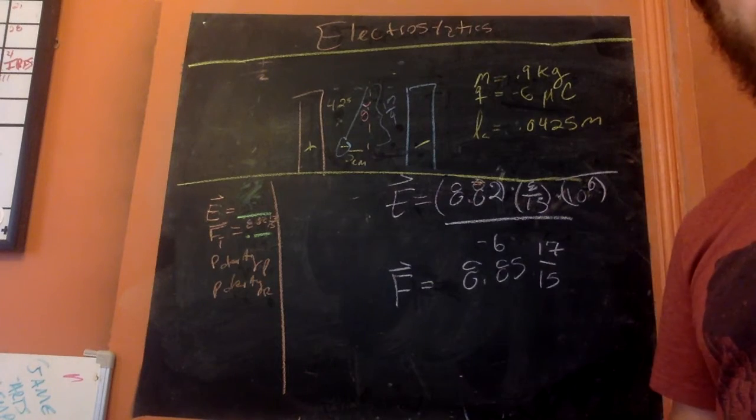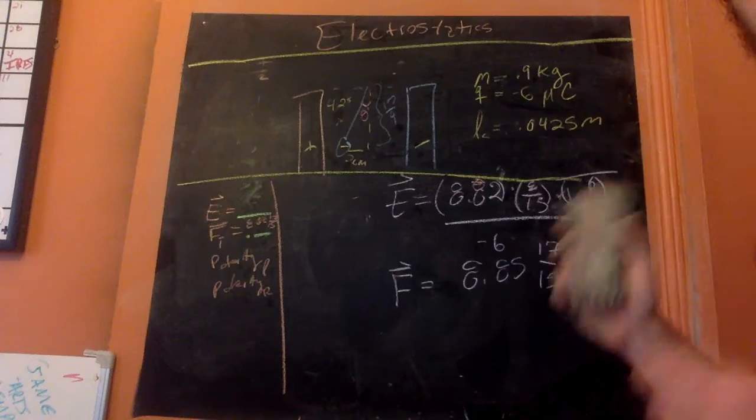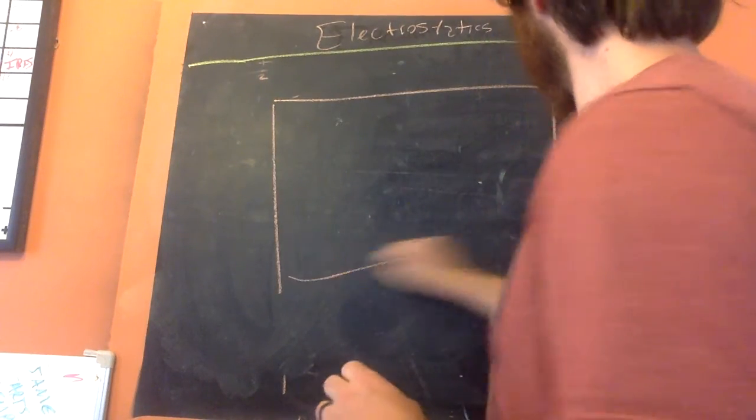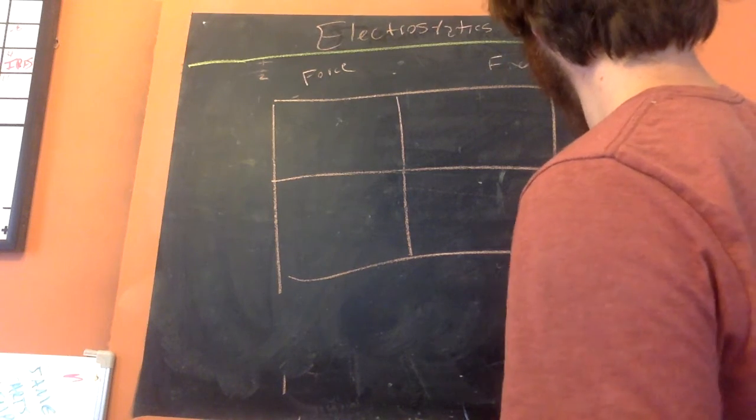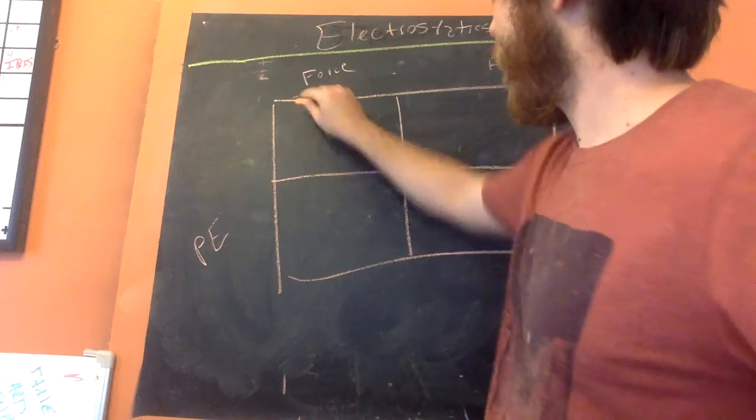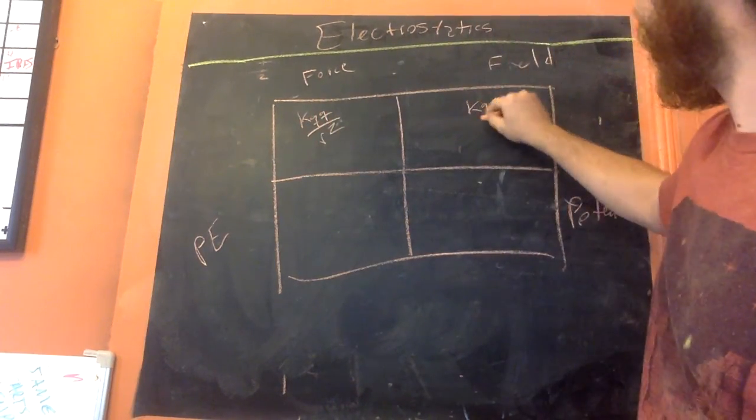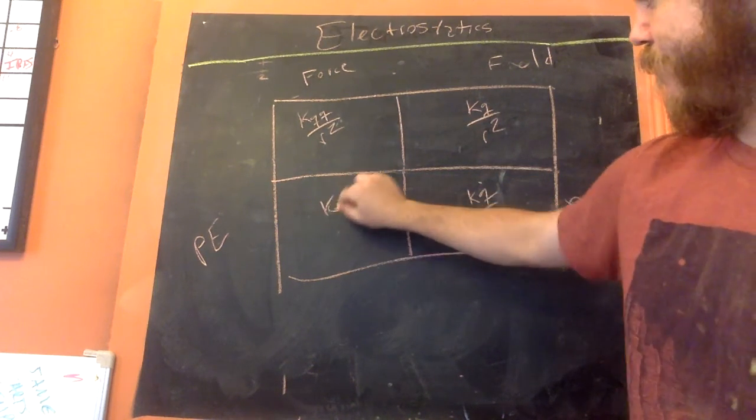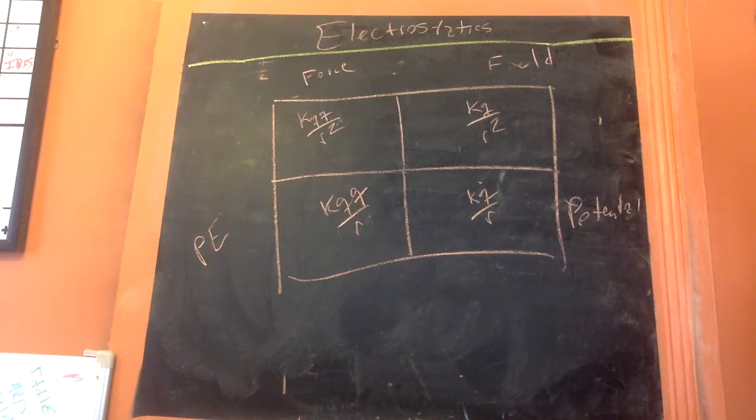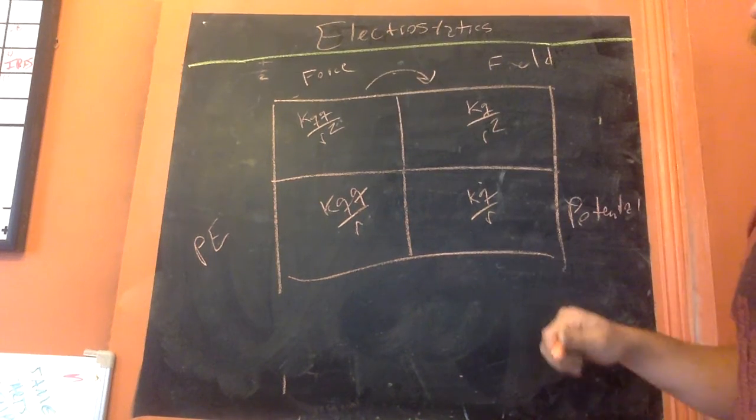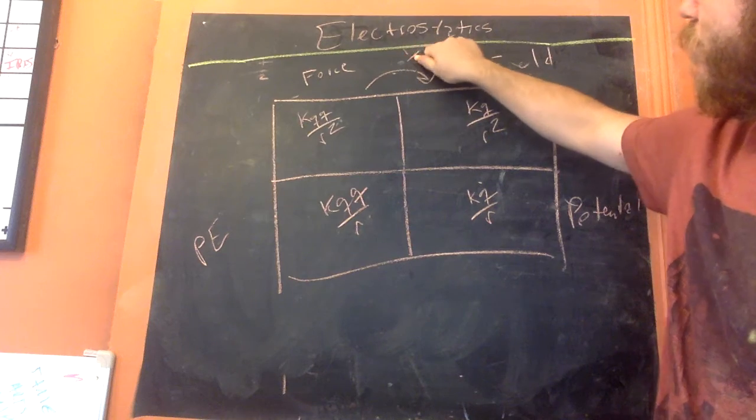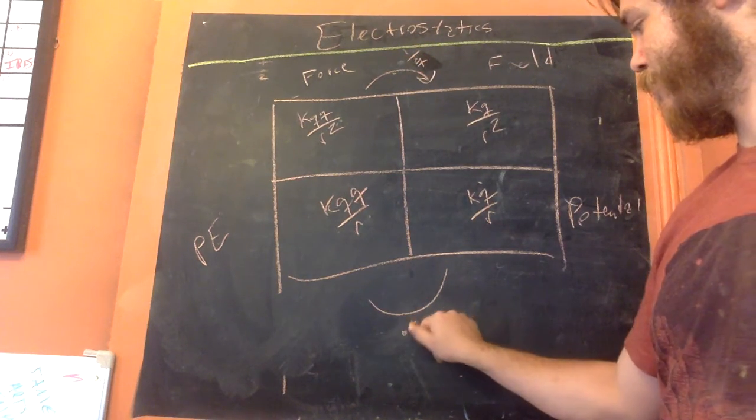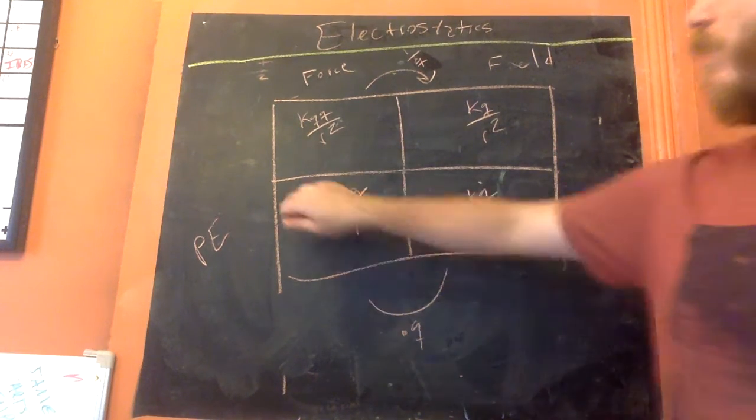Okay, I'm going to add one last nice little diagram before I log off. Notice the force and the field are related by a factor of q. And then along the sides, we have a relationship of a factor of 1 over r.